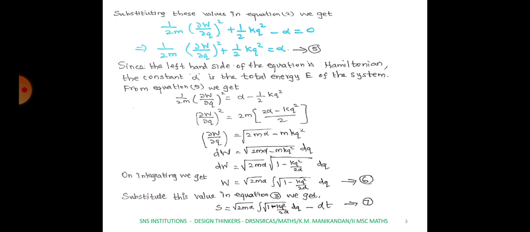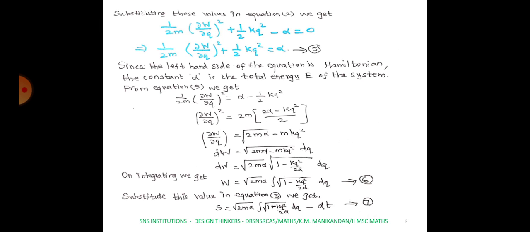Now the left hand side of this equation is the Hamiltonian. The constant alpha is the total energy E of the system. So therefore equation 5 can be written in the form 1 by 2m into (dou W by dou q) whole square is equal to alpha minus half kq square. From this we can find the value of dou W by dou q: (dou W by dou q) whole square is equal to 2m into, taking LCM, (2 alpha minus kq square) by 2, and so dou W by dou q is equal to root of 2m alpha minus mkq square.